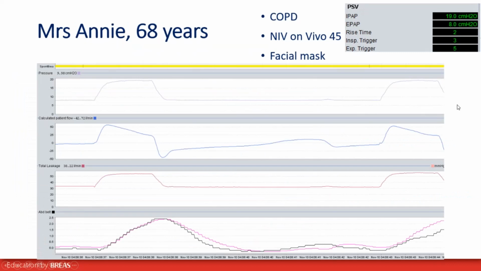Another case, Mrs. Annie, 68 years old, treated also for COPD, EPAP 8, IPAP 19. And you see on the expiratory flow curve a sort of distortion to the baseline here. At the same time, you see very small effort on the abdominal belt and a very small decrease on the thoracic belt. So what is this?